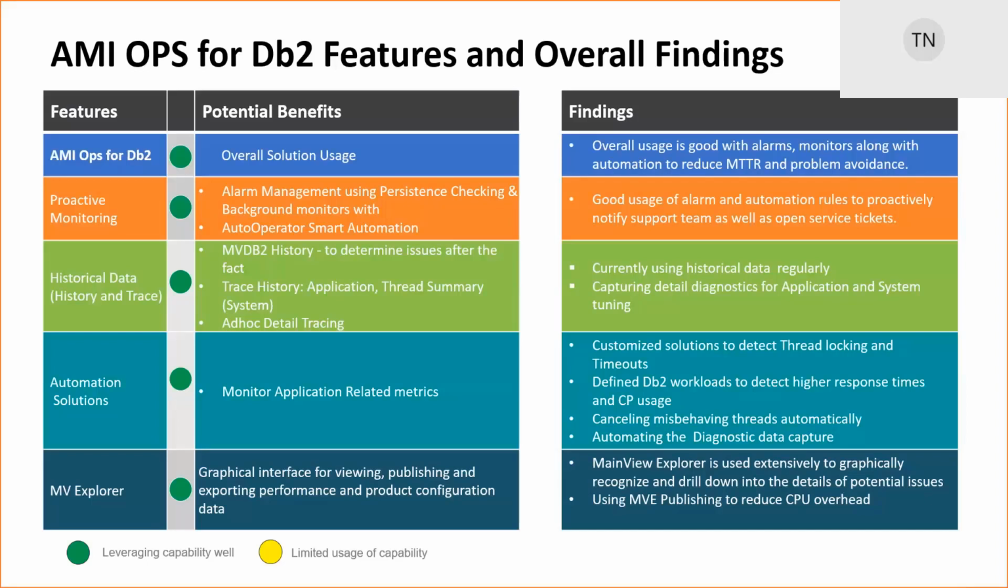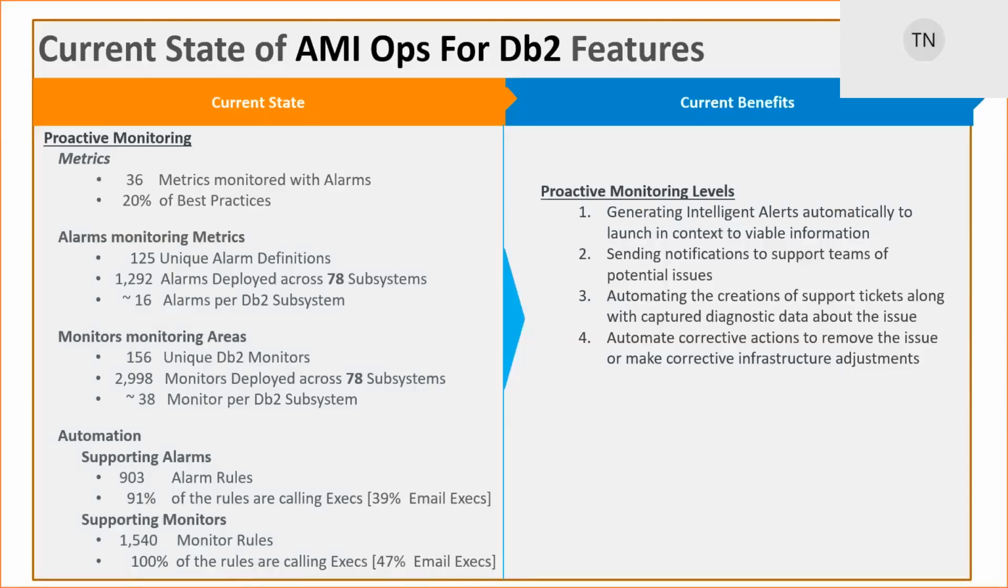Right now I'm seeing nothing but green, and that's good. So this is where we start digging into the data a little bit more. According to our AIR analysis, the customer has 36 metrics monitored with alarms and 1,292 alarms deployed across 78 subsystems. Okay, so how do we get these numbers?